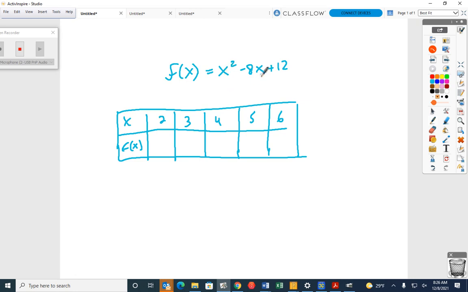4. I'm replacing this x with a 2 here, right? So minus, what's 8 times 2? Negative 16. So 4 minus 16 is what? What's 4 minus 16? Negative 12. And what's negative 12 plus 12?